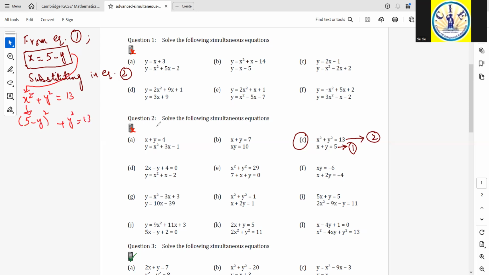Now here I need to apply the identity a minus b whole squared, that is a squared minus 2ab plus b squared. So this will give me 5 squared minus 2 times 5 times y plus y squared, and then plus y squared equals to 13. Now we need to simplify them. 25 minus 10y plus y squared plus y squared, that is 2y squared. Let me shift this 13 to this side, that will give me negative 13. So 2y squared minus 10y and 25 minus 13.